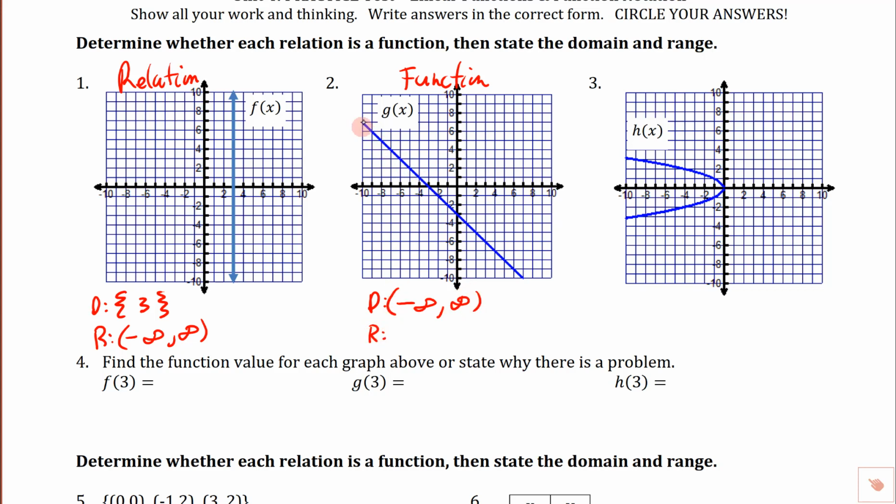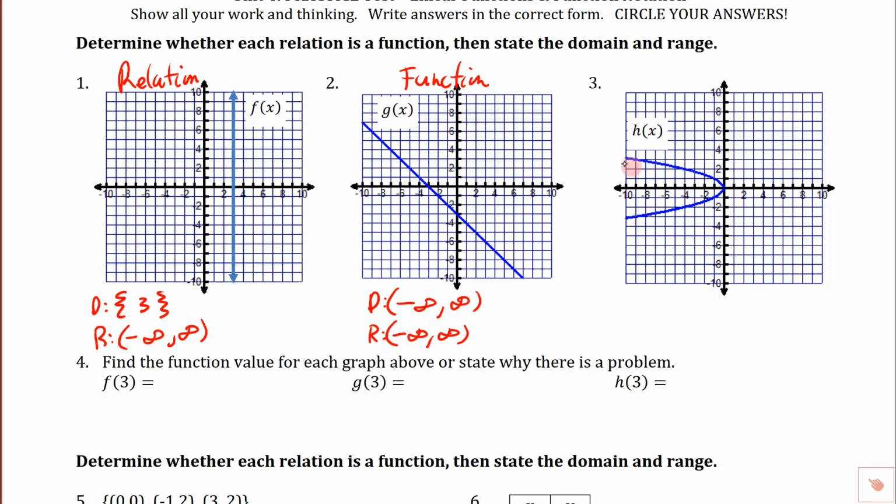And the range, if we squished all of these points over onto the y-axis, all of this would be covered. And then all the way down here. So we'd have a range from -infinity all the way up to +infinity. We can have every type of function value come out of this. So this is going to be from -infinity to infinity. And then we'll take a look at h over here.